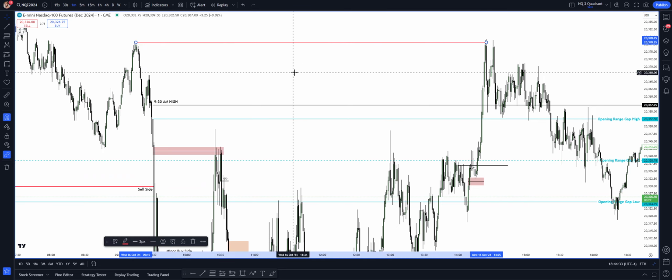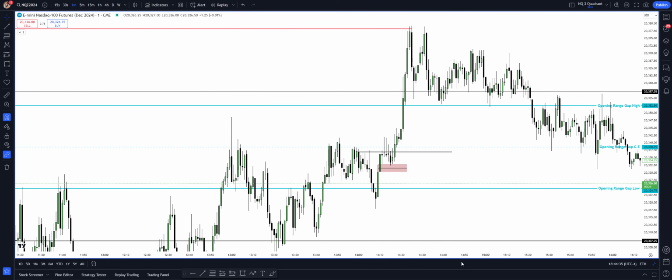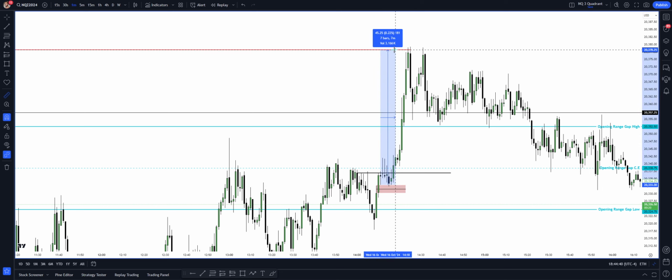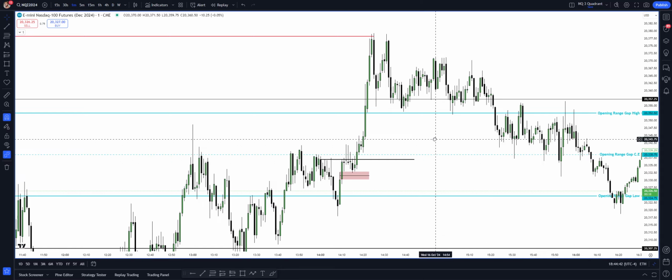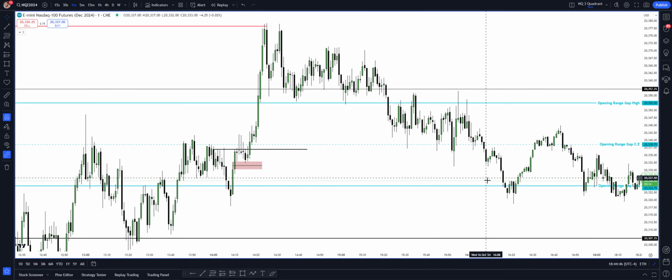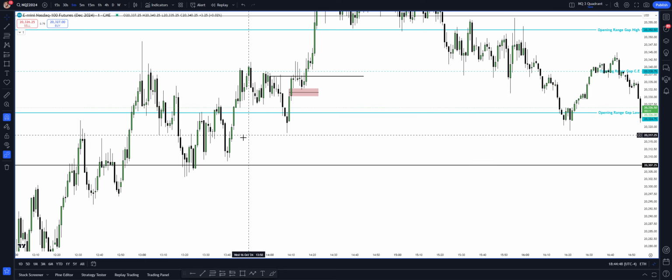Nasdaq loves to do this. So from that low to the high, 45 points, pretty generous, I would say. And then price rejected there and then dropped down to clear these equal lows.